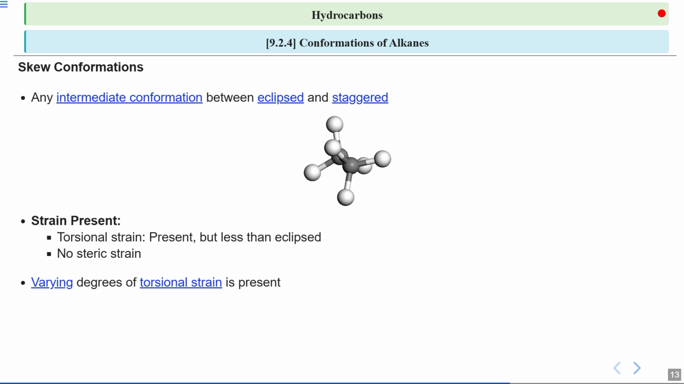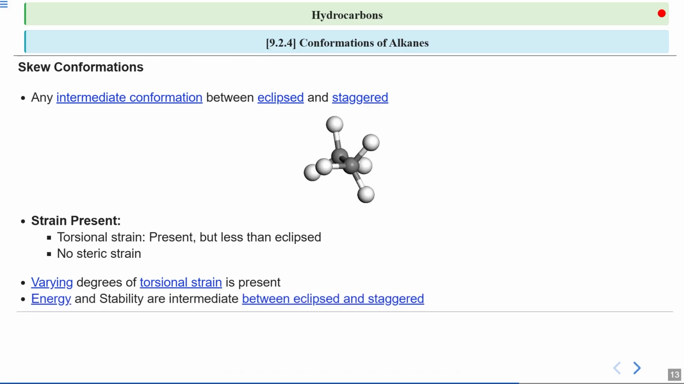So, skew conformations have varying degrees of torsional strain depending on the instant at which you are noticing the molecule. This means that the amount of strain can change depending on how close the conformation is to either eclipsed or staggered. If it is close to the eclipsed one, it will be less stable, and if it is close to the staggered one, it will be more stable. Finally, the energy and stability of the skew conformation are intermediate between eclipsed and staggered. This means they are not as high in energy and unstable as eclipsed, and not as low in energy and stable as staggered.